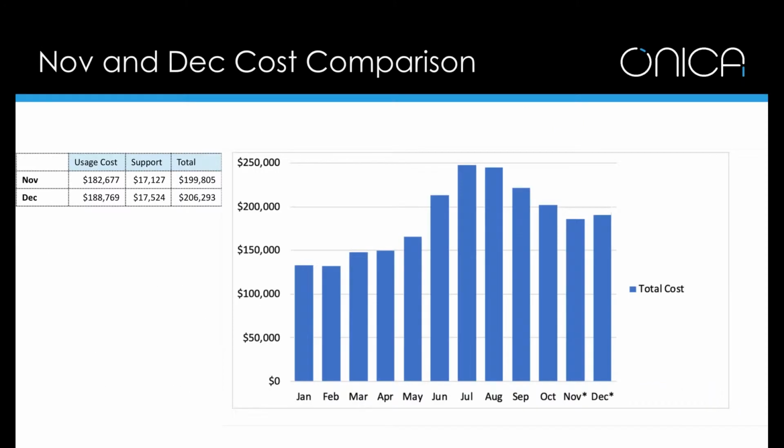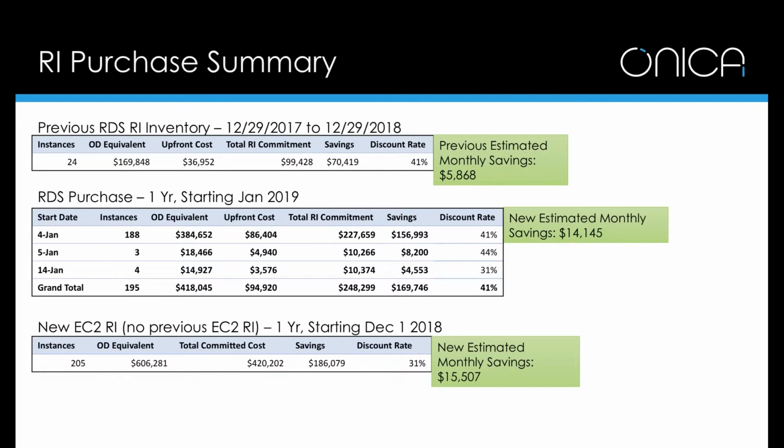Starting with a high-level look at monthly cost trends here, we can see slowly climbing costs in July and August, and then over the last few months, decreasing costs. However, in December, we actually see costs jump back up a little bit, which is especially surprising here because this customer just made a large reserved instance purchase, which was supposed to save them about $15,000 a month.